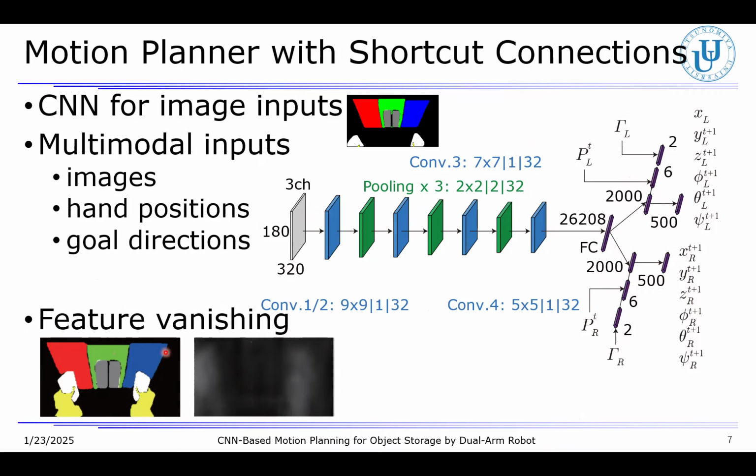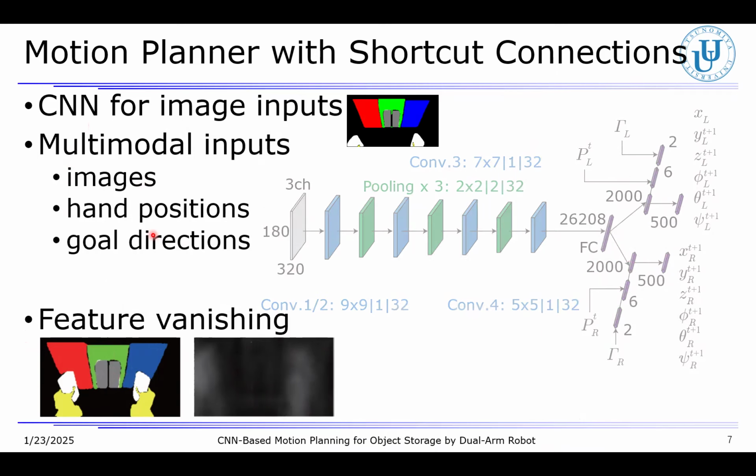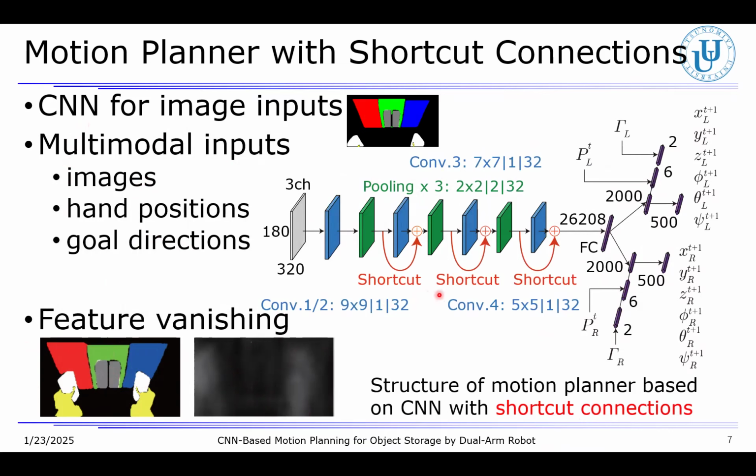Okay, so in order for the CNN to clearly extract the image features from these multimodal inputs, we apply shortcut connections to the second, third, and fourth convolutional layers. And by skipping the following convolutional layers, it is possible to prevent the image features from vanishing.